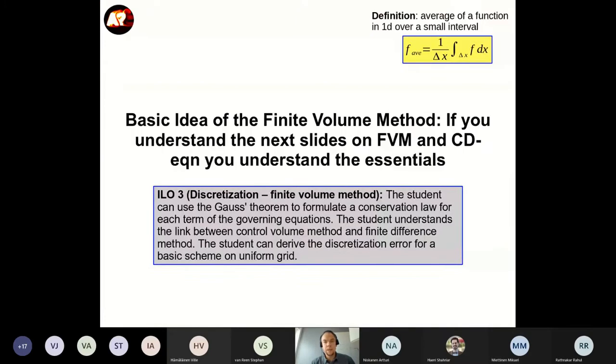So that's numerical schemes. Maybe I could start with this one. Let's actually look at this definition first. If you calculate the average of a function in 1D over a small interval, this is the definition of the average of a function. You integrate over that small interval and you divide by the length of that interval. So that's basically the mathematical definition of the average of a function.